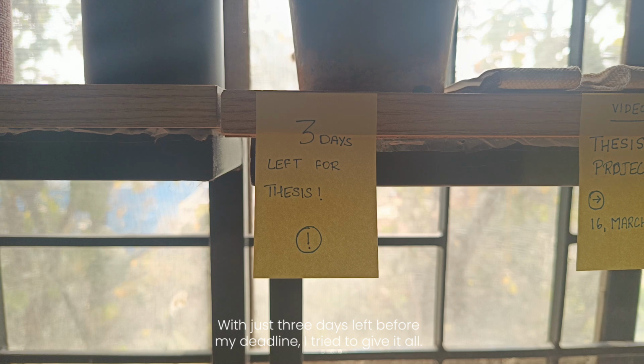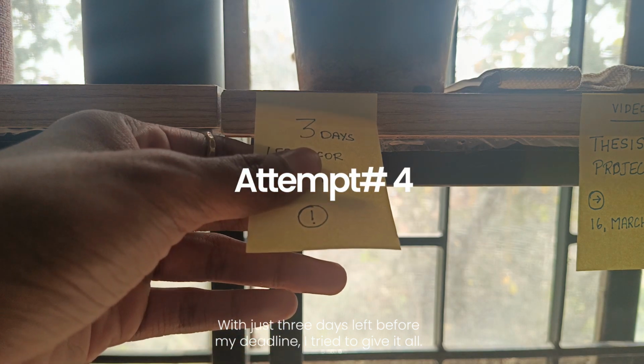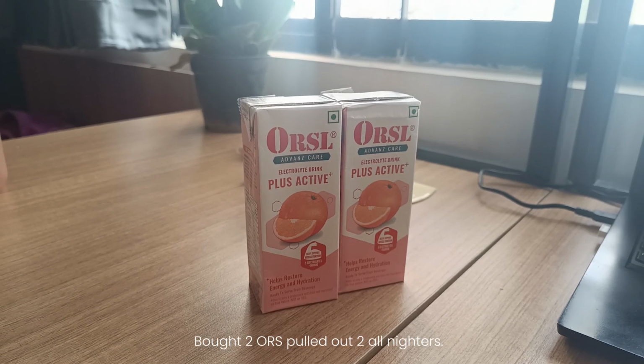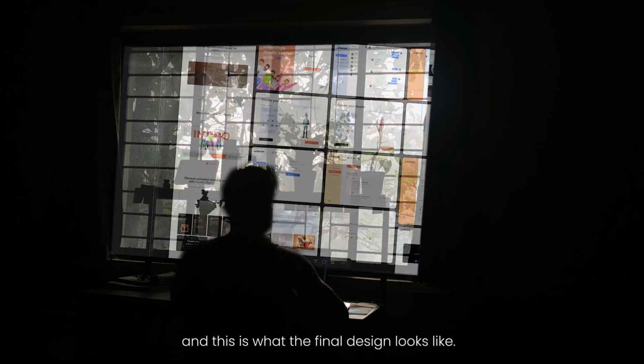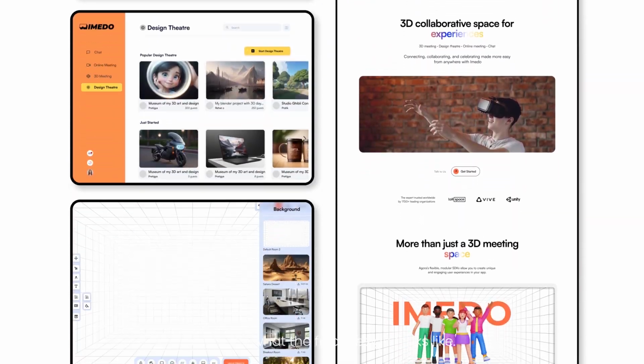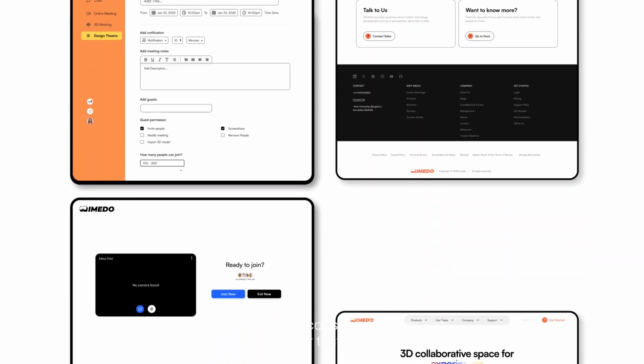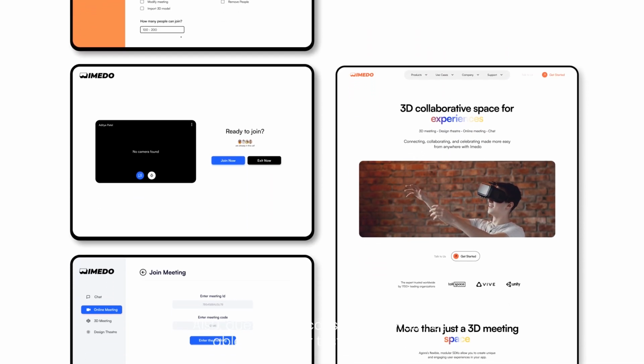With just 3 days left before my deadline, I tried to give it all. Bought 2 ORS, pulled out 2 all-nighters, and finally, I designed something. And this is what the final design looks like. Also, due to time constraints, I was not able to do user testing this time.